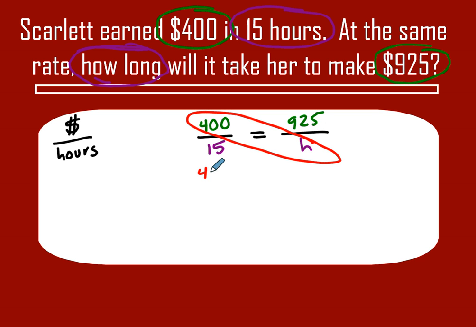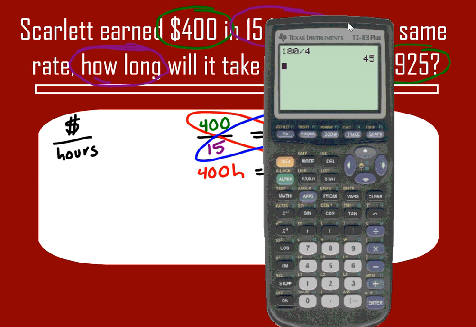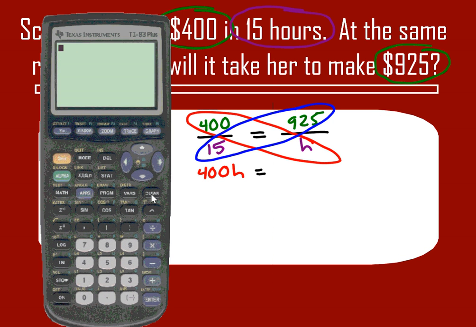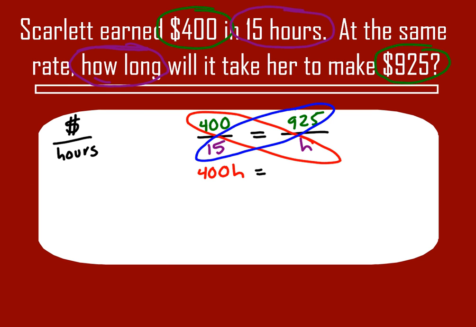equals 925 times 15, which I have no idea what that is, so let's go ahead and figure that out. So it's 13,875.